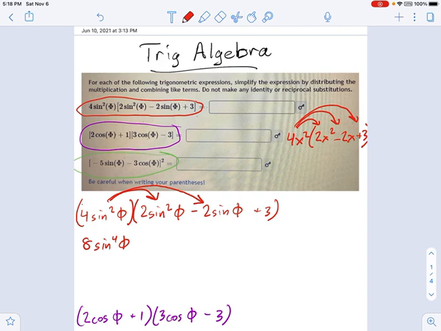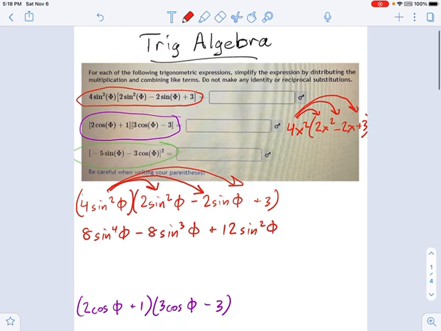So in the second pairing, I have 4 times negative 2, that's going to be negative 8, and sine squared times sine, which is just sine to the 3rd power. You can think of that as 3 sine functions all multiplied together. And then the last one over here, I get 3 times 4 is 12, so that's going to be 12 sine squared. Okay, and that's where you would leave it. We don't need to do anything else.